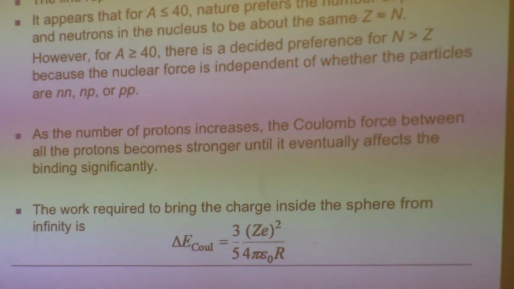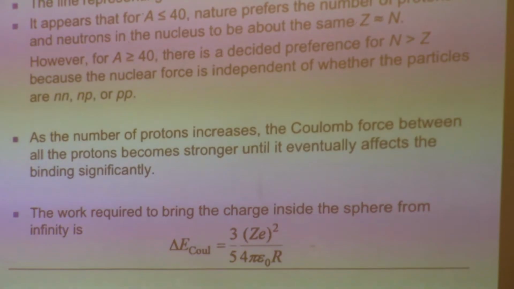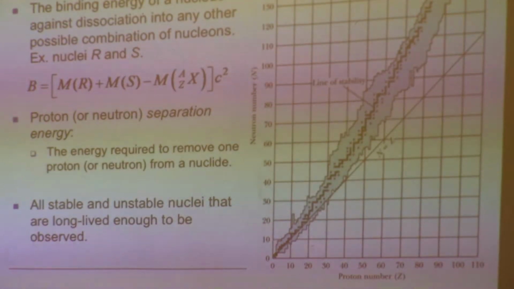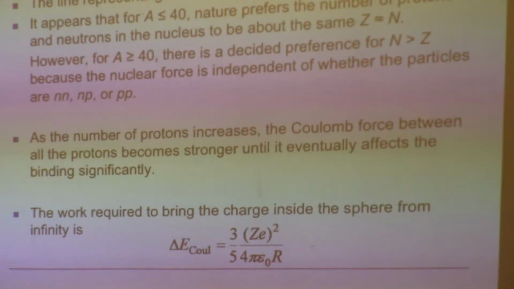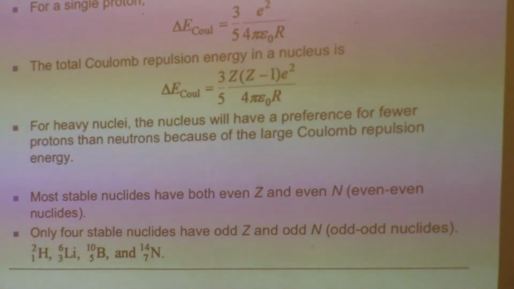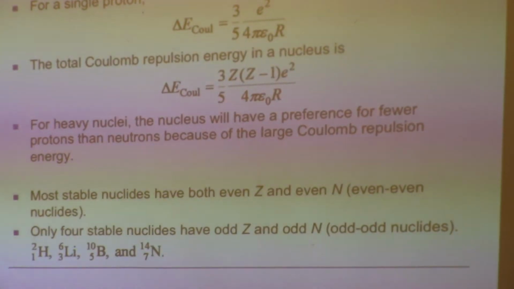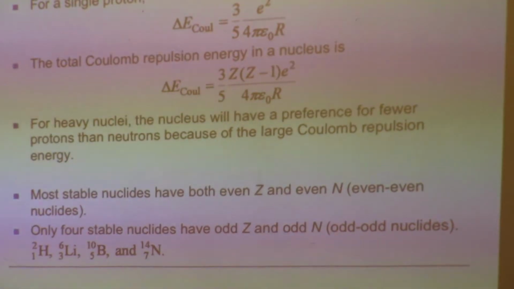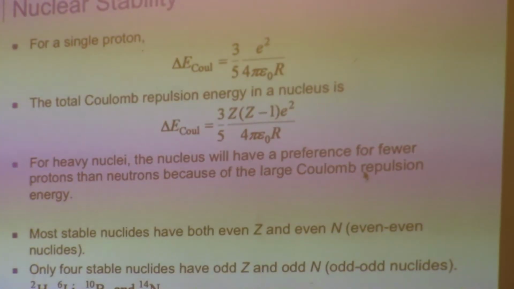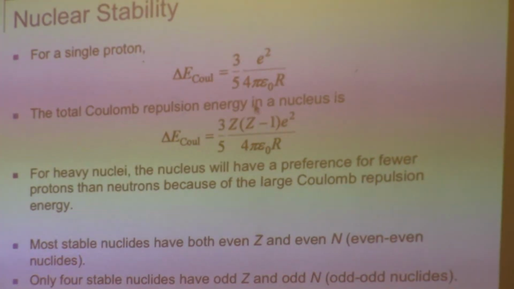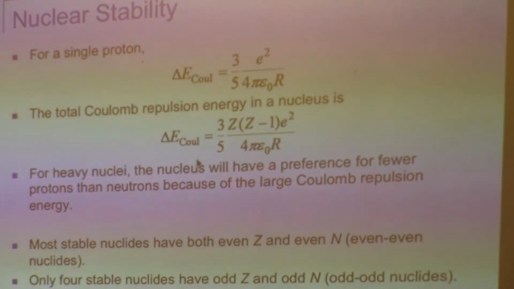The work required to bind the charge inside the sphere is going to be infinite if this rule doesn't hold. If you come back and look at the graph, we can see that with a higher number, we are going to have less stability along the line. Then for a single proton, we can have the variation of the Coulomb repulsion, and the total repulsion is going to depend on the number of protons in the nucleus also.